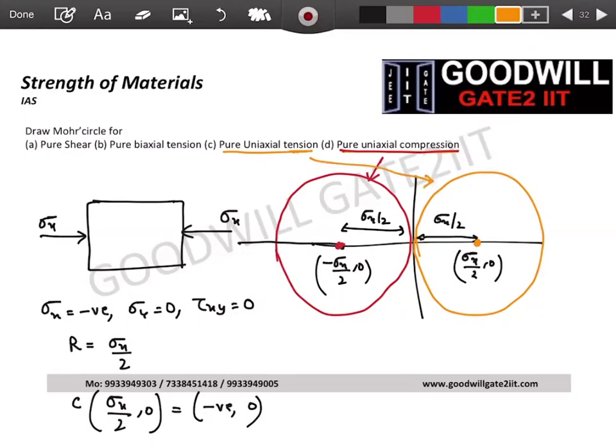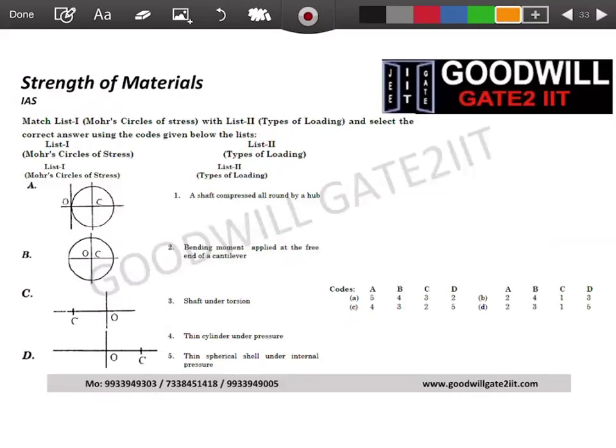Let's finalize this with the last question. You will get your assignment sheets for Mohr circle only. I will share it with you in group, and we will prepare solution. And if anything, we will discuss this in next lecture again. Let's think about this. This is again asked in IES.